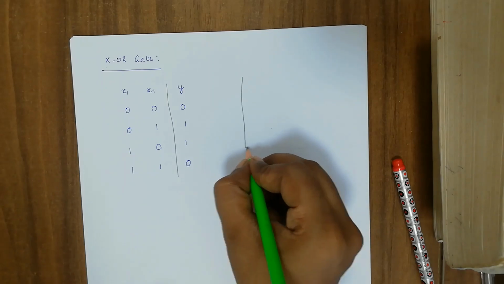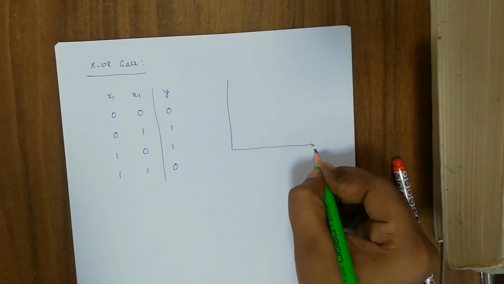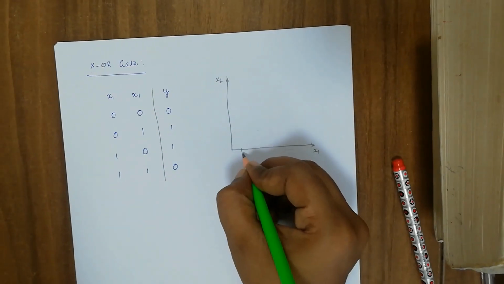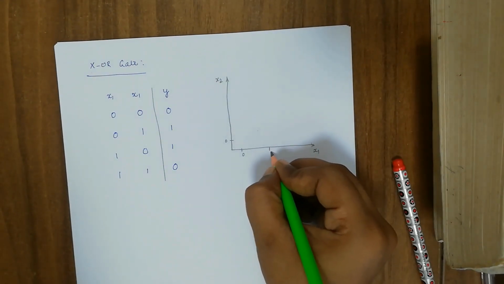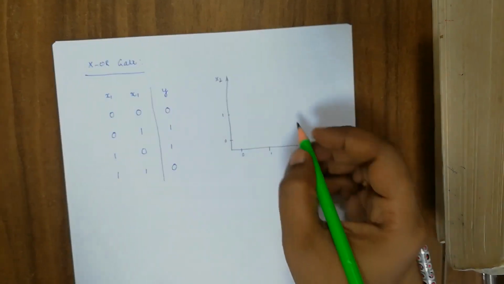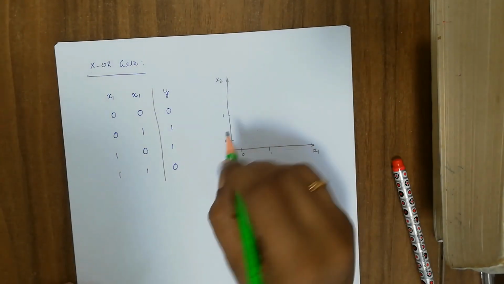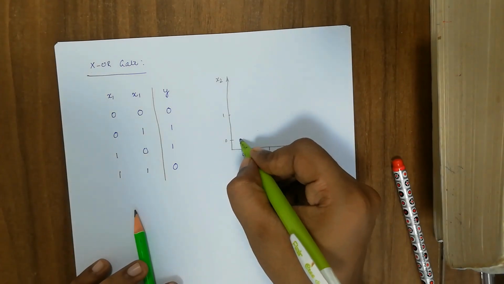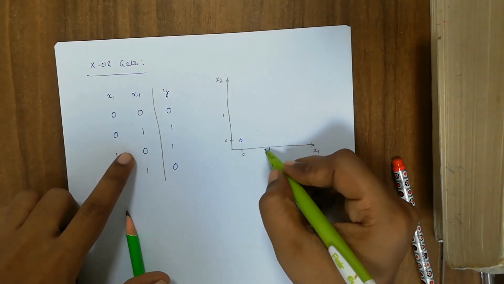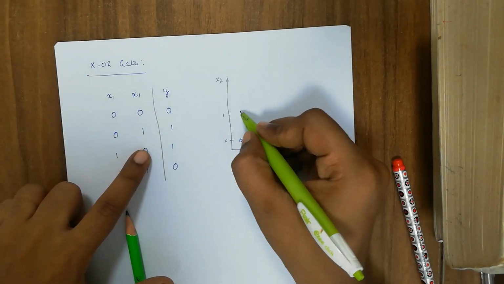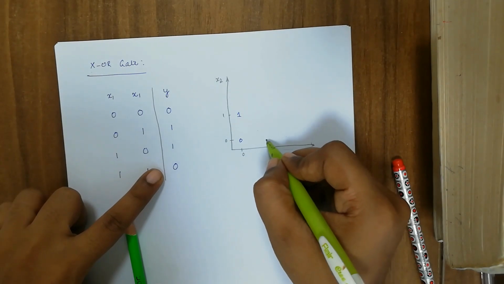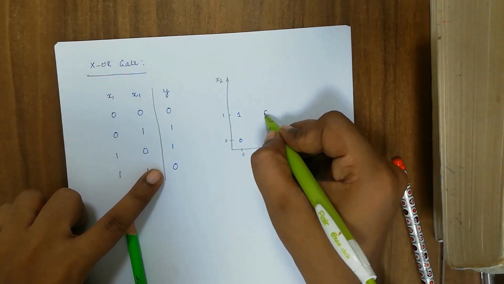Now let us plot this in the feature space consisting of x1 and x2, having values 0 and 1. The point 0 0 goes to 0, 0 1 goes to 1, 1 0 goes to 1, and 1 1 goes to 0.